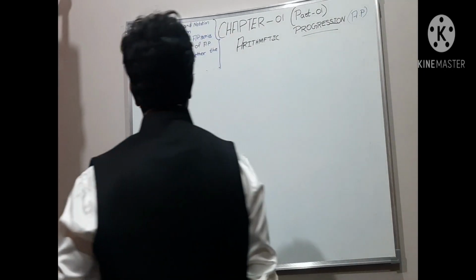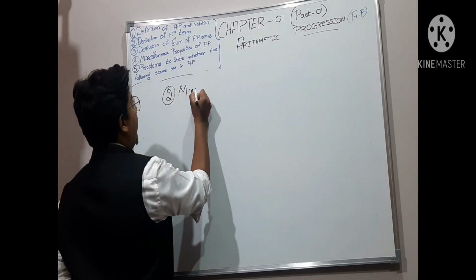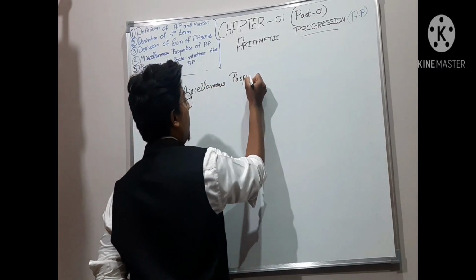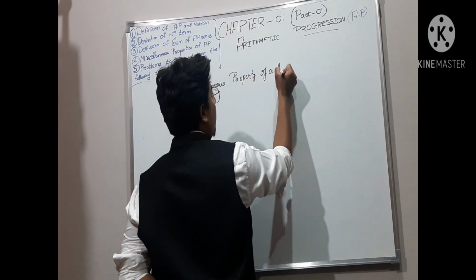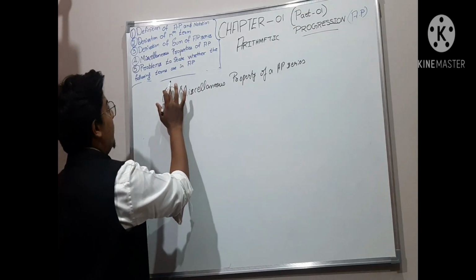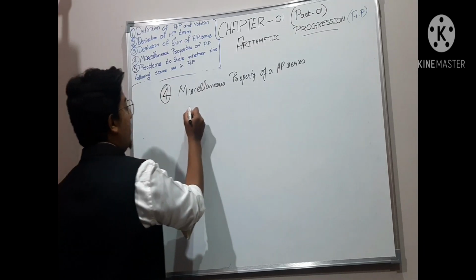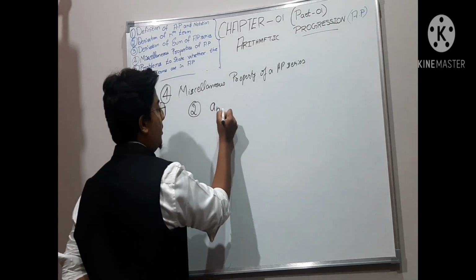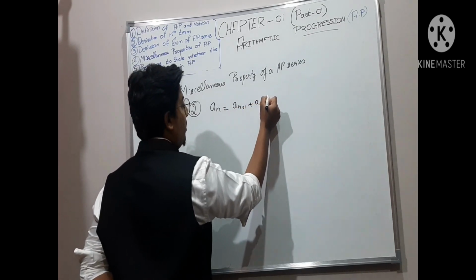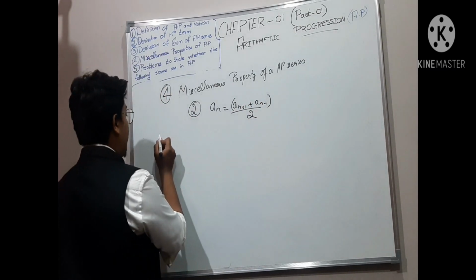Moving on to the second miscellaneous property of an arithmetic progression series. This is the fourth concept which we are studying. The second property is given as a_n is equal to a_(n plus 1) plus a_(n minus 1), divided by 2.